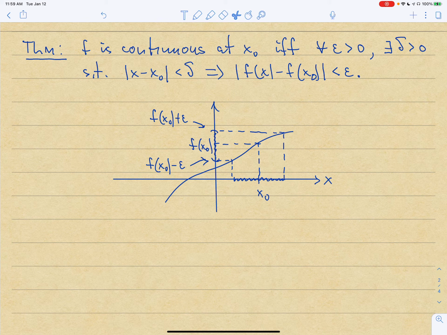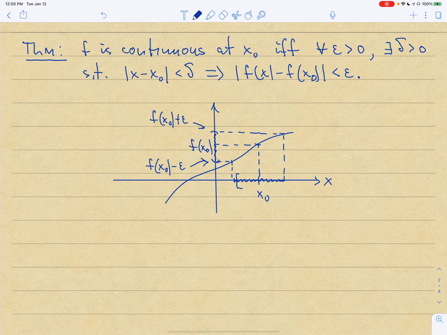And then if I choose the smaller of these two distances, from x0 to the point on the left and from x0 to the point on the right, I can just use that smaller distance as my range in x. So now the interval is symmetric. This will be x0 plus delta. This is x0 minus delta, and that is my definition. Delta in this case is going to be, again, the smaller of these two lengths.